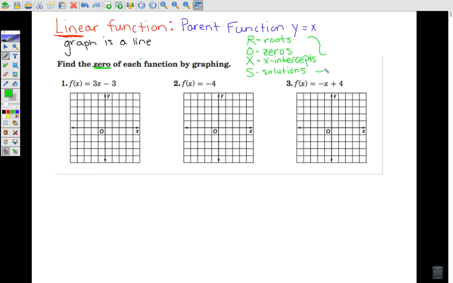All of this stuff means the same thing. So if they ask what is the root, what's the zero, what's the x-intercept, what's the solution to this certain function, all they're asking for is where it crosses the x-axis. You'll just see these different words, and they all mean the same thing. So it says find the zero of each function by graphing. What they're pretty much saying is find the x-intercept.